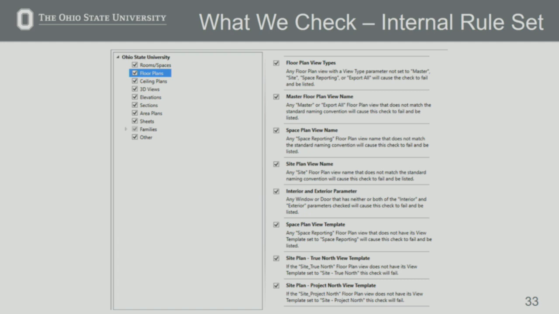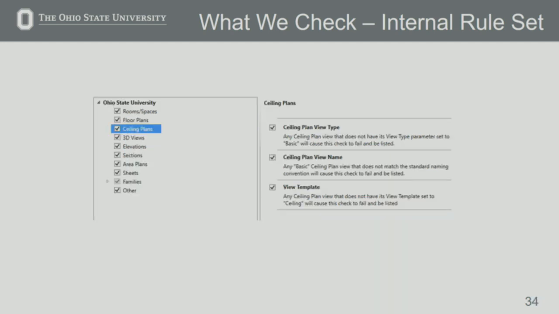So are view types correct? Is the naming correct? In all of our windows and doors, we have two little check boxes. One says interior and one says exterior. And we want to make sure that one or the other is checked, and not both and not neither. So there's a little check for that also. We want to make sure that they're using the correct templates. Ceiling plans, similar things. Are they using the correct types, the correct naming conventions?